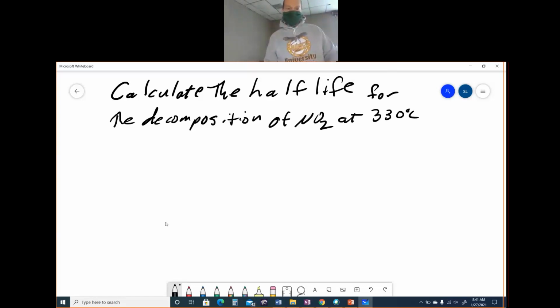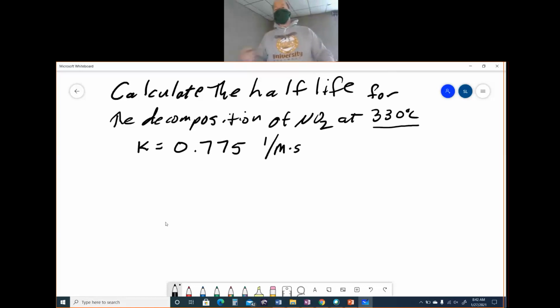All right, so calculate the half-life for the decomposition of NO2 at 330 degrees Celsius. Also note, they're always going to give you a temperature because they're going to give you a rate constant. And so that is only the rate constant at that temperature. So you can have the same reaction and they can give you two different rate constants because they've changed the temperature. That's the only reason why they're giving you the temperature. So when you're doing the decomposition at 330 degrees Celsius, your K value is 0.775, 1 over molarity times seconds.